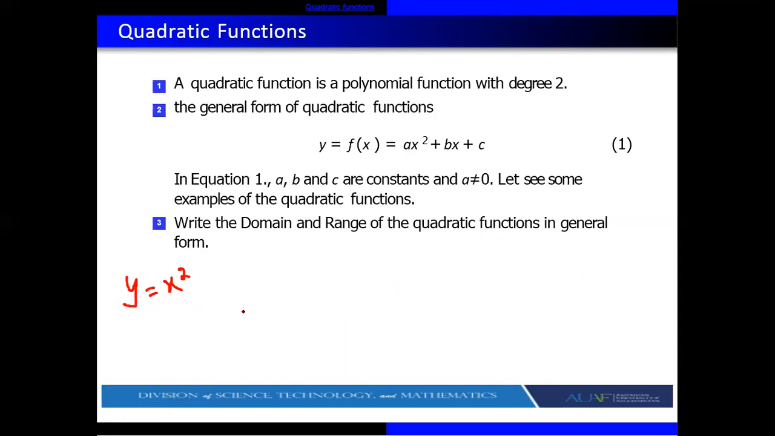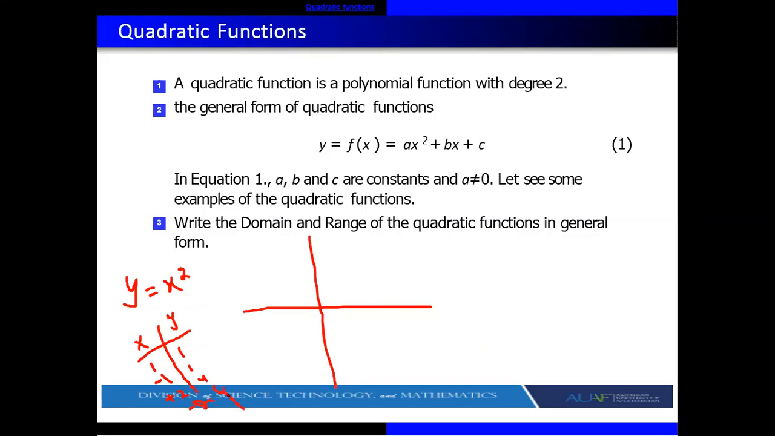If we draw the graph of this function, so giving values to x, the input value, you will receive the output value for y. But whatever value you give, y will be positive, because if you give plus 1, the result is 1. If you give minus 1, the result is also 1. Plus 2, the result will be 4 because of the square. And if you give minus 2, the result will be plus 4.